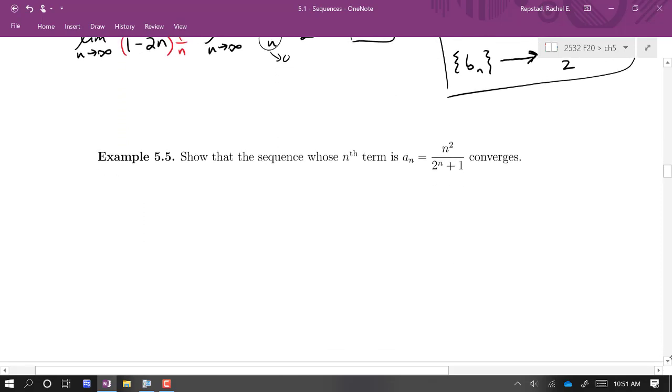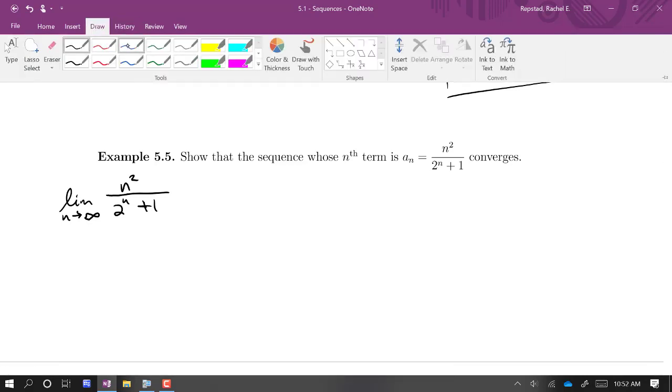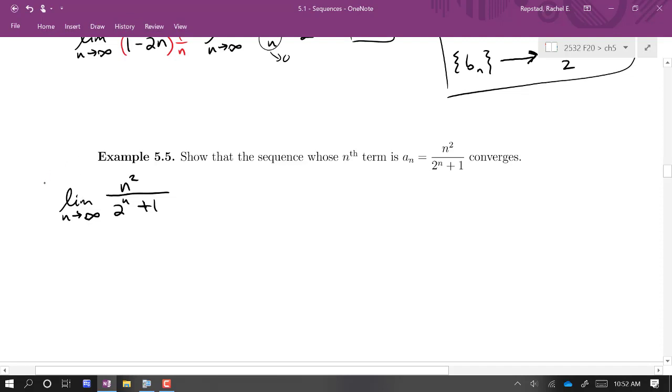In example 5.5, we're going to show that the sequence whose nth term is given by n squared over 2 to the n plus 1 converges. So let's set up this limit. Limit as n approaches infinity of n squared over 2 to the n plus 1. Now, if n grows without bound, the top blows up, goes to infinity, the bottom goes to infinity. But this time we don't quite have a nice algebraic tool like we did before, because we have the exponential term in the bottom. So this would be a great time to use L'Hopital.